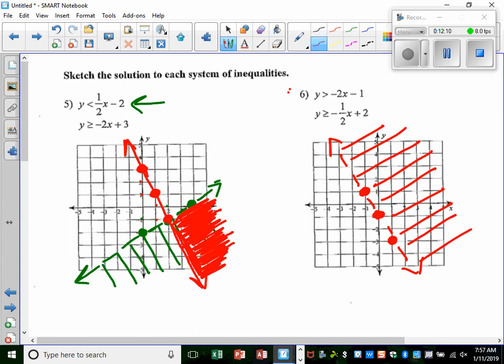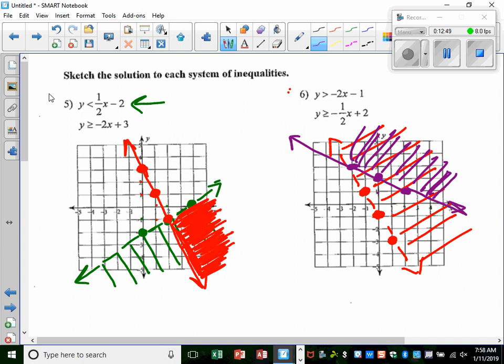Start at +2. Then I'm going to go down 1 to the right 2, up 1 to the left 2. And this one is a solid line. Okay, this is also greater than. So technically, it's only going to be overlapping in this area up here.